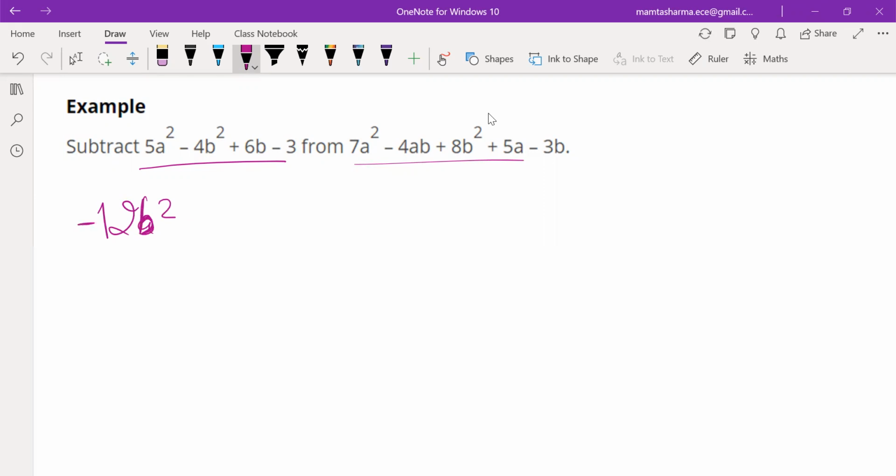No, ma'am, first 5, that is there. First 2a square. Then minus 12b square. Then plus 11. Yes, do it. First do it in your notebook, then tell me the answer.